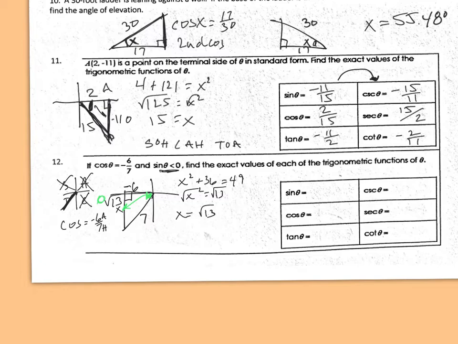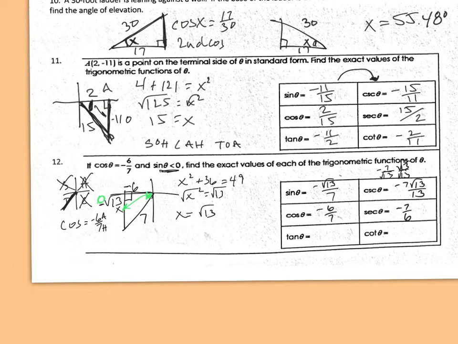So the sine will be, oh, this is also negative because it went down. Negative radical 13 over 7. And then this would be negative 7 over radical 13, so we got to rationalize it. So we get negative 7 radical 13 over 13. Cosine, we already know that one. They gave us that, so that's nice. Flip it over.